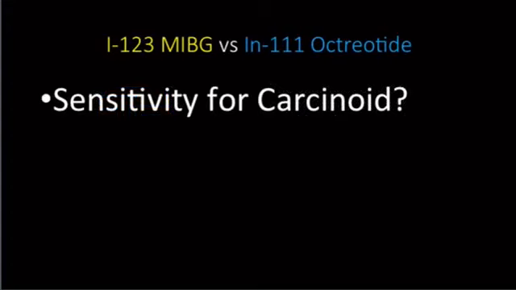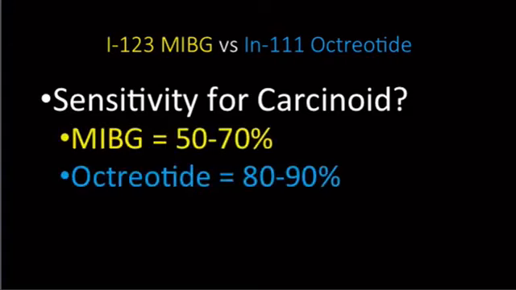So which one's better? So you got a carcinoid tumor. You got the option to give MIBG or octreotide. Which one are you going to pick? So this is a talk on octreotide, so you're going to pick octreotide. But it does actually have higher sensitivity. So neuroblastoma, MIBG, carcinoid tumor, octreotide.